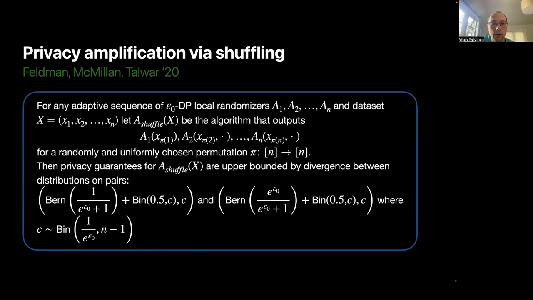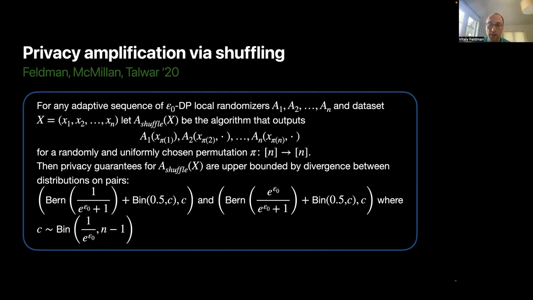And we're on pairs of values, which is a trinomial distribution, in which the second element in both pairs is C, where C is just the binomial distribution with n-1 elements and the bias 1 over e to the epsilon 0, which is kind of the ones in the crowd which choose to generate a clone.